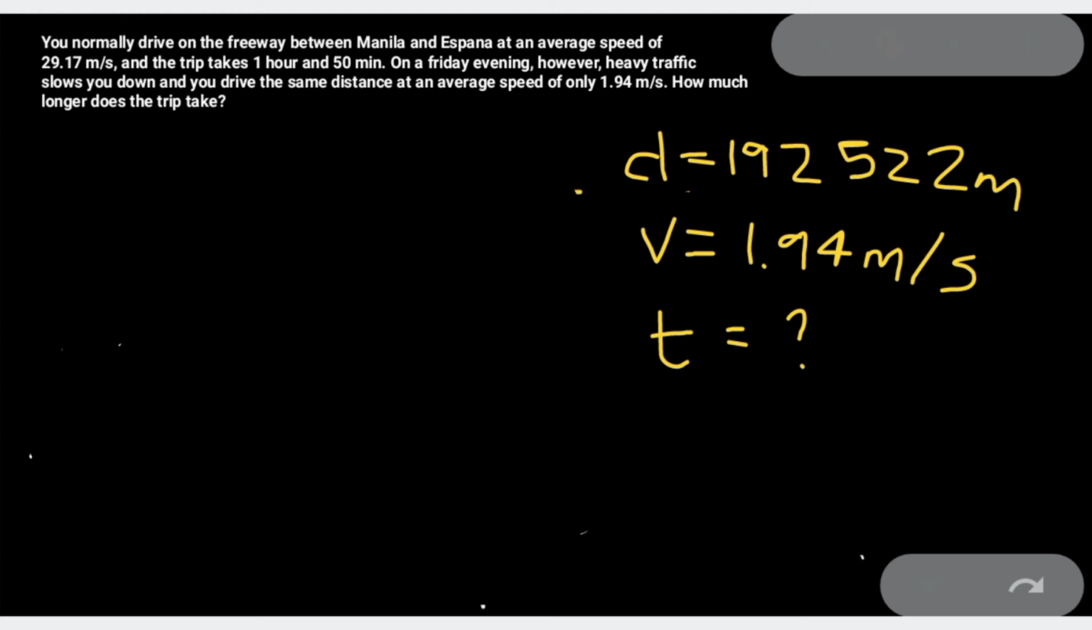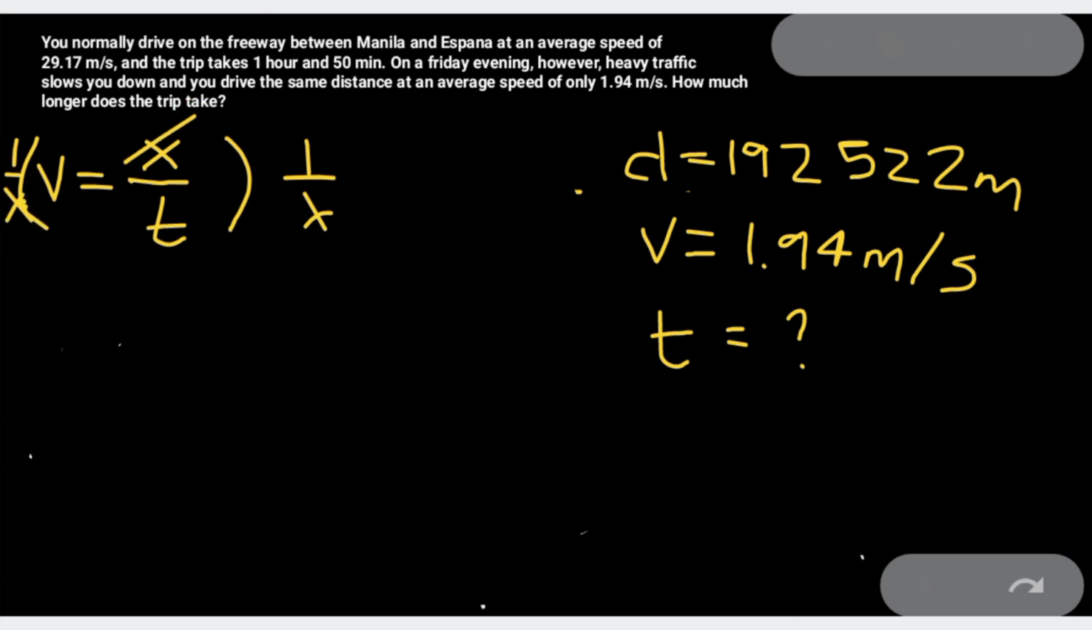So the first thing that we need to do is to isolate the equation. So we have v is equal to x over t, and we are concerned with looking for t. So let's divide both sides by x. So we can cancel it. What we have now is 1 over t is equal to v over x. Get the reciprocal. We have now t is equal to x over v.